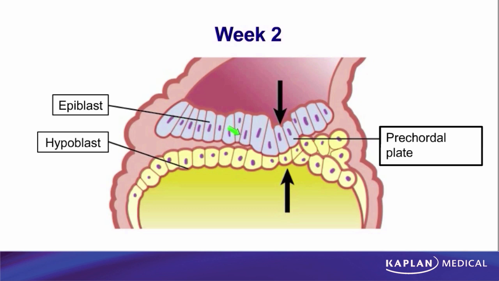So the layer that is now the upper layer is the layer that we call the epiblast, epi meaning upon or above, and the layer that's below is called the hypoblast. Hypo means below. So this is the hypoblast, that's the epiblast, the two layers of the two-layered embryo.